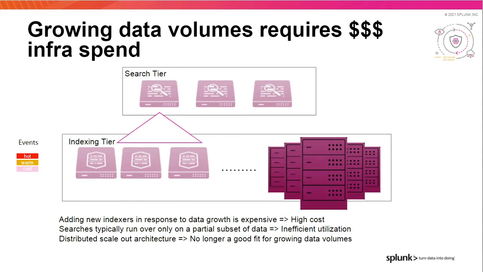That means you need fewer indexers. You need only as much compute to address the majority of your searches, say the last 30 days of data, that 98% of your searches. And if you need more performance, you can always add more compute.